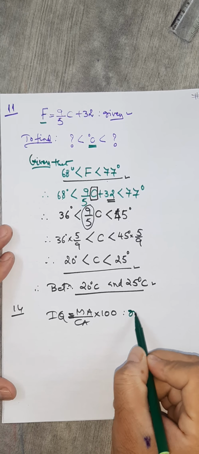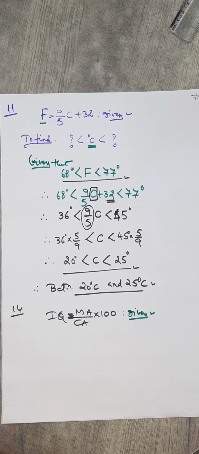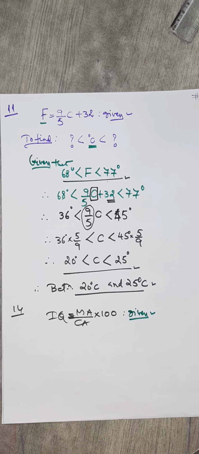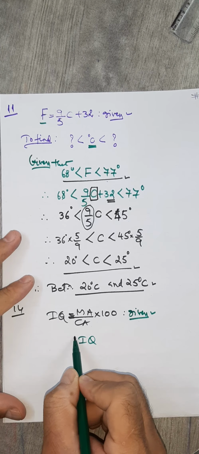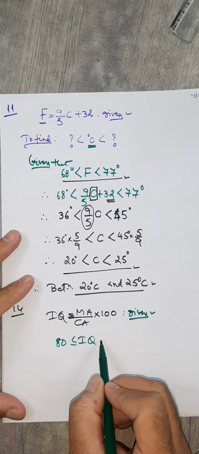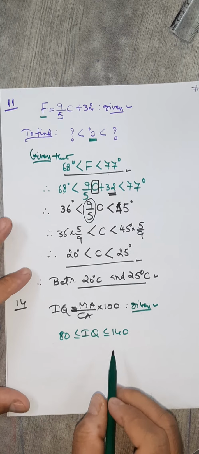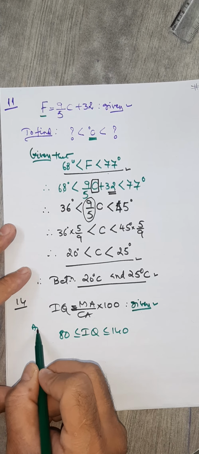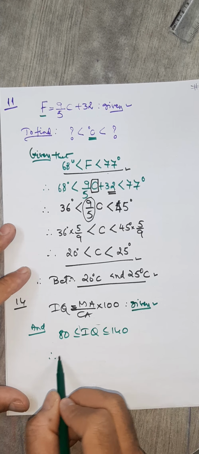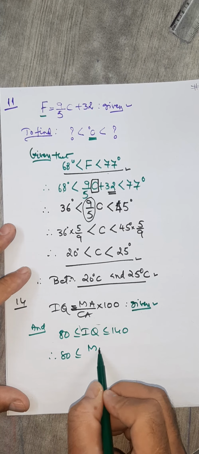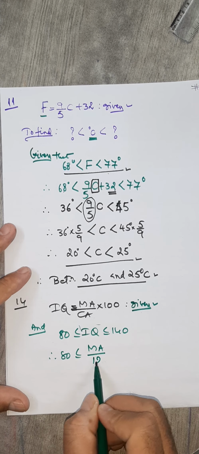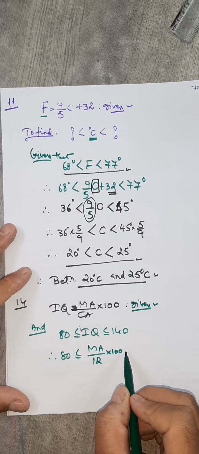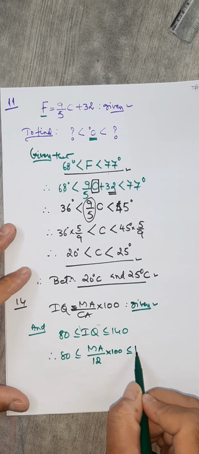Okay, so let's do this. Here this is given to us, remember this is the relation. Now there is a range on what? Intelligent quotient IQ. So IQ, intelligent quotient, you are given from where to where? 80 to 140. Okay, this is given again. Now we'll put the formula for IQ. So 80 is less than or equal to mental age upon chronological age, which is given to you, 12 years old, upon 12 into 100. That's the formula, less than or equal to 140.